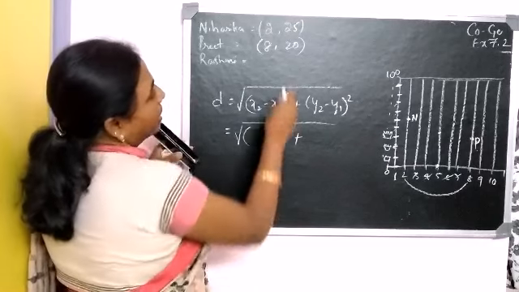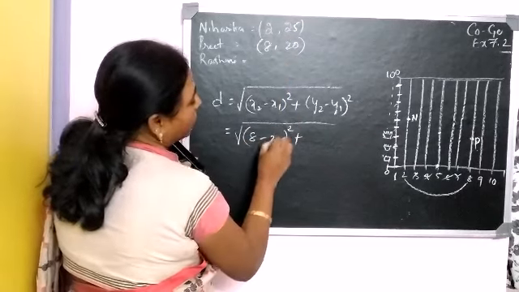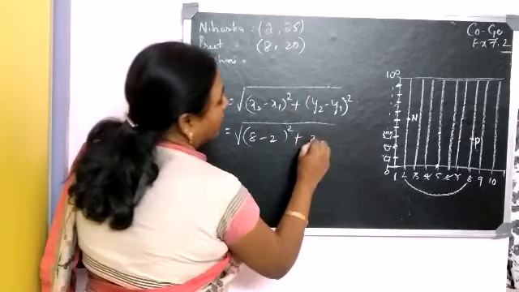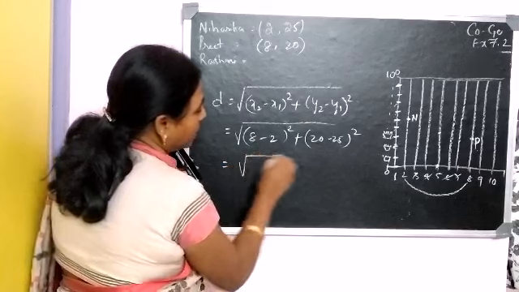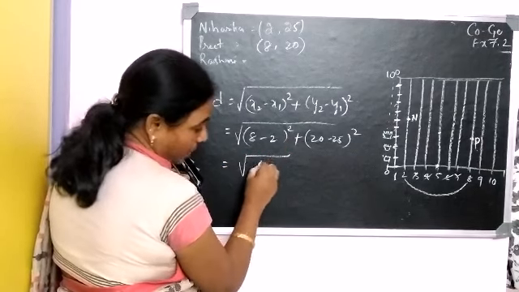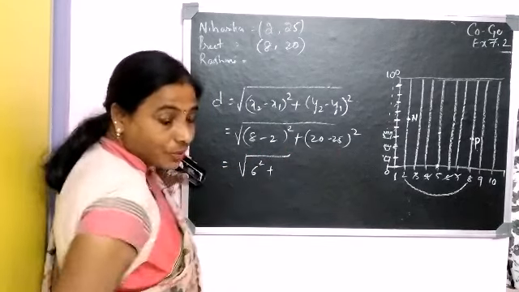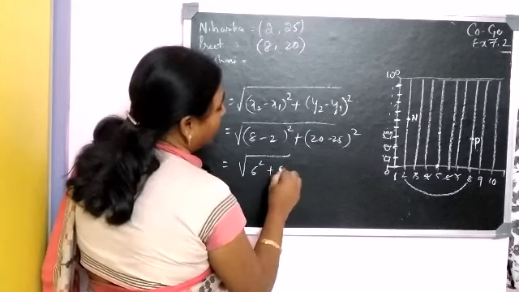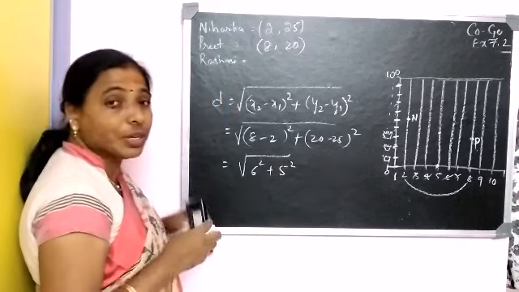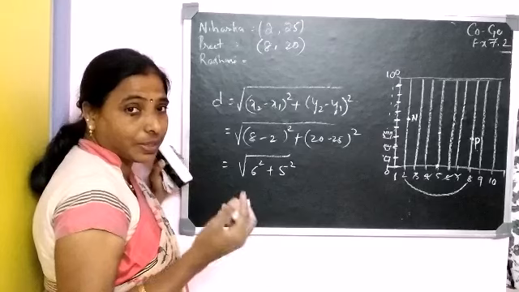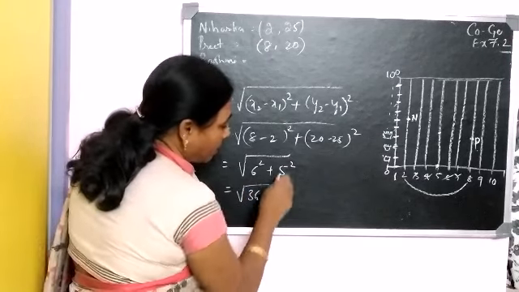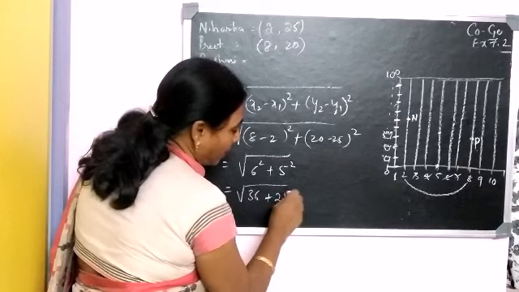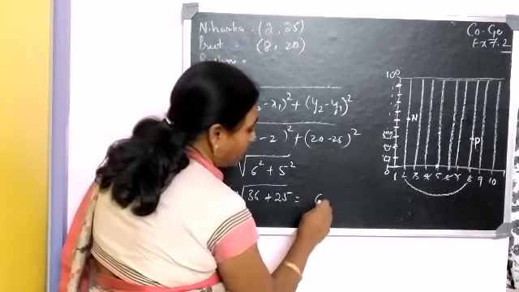Okay, let me take it as x2 minus x1, 8 minus 2 whole square, and 20 minus 25 whole square. So 8 minus 2 is 6 square plus 20 minus 25 is minus 5 whole square. You can take it even as 5 square because minus 5 square or plus 5 square is the same thing. That's the reason. And 6 6s are 36 plus 5 5s are 25. How much is this? 61.